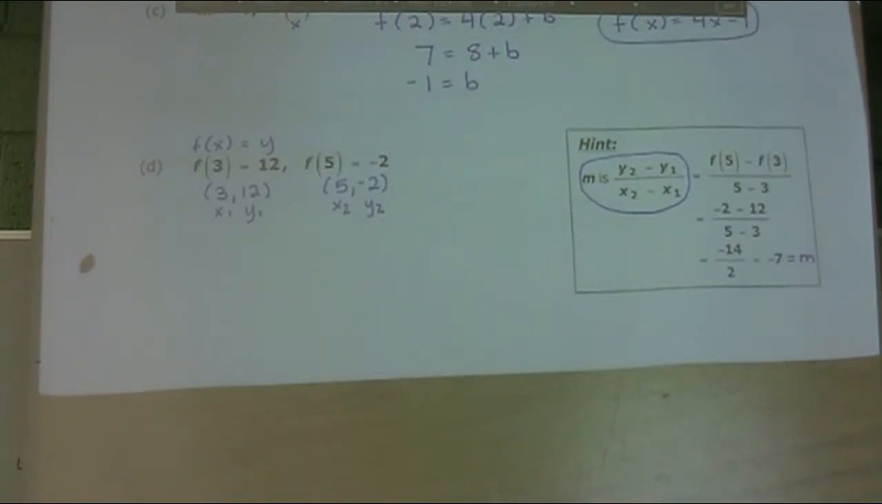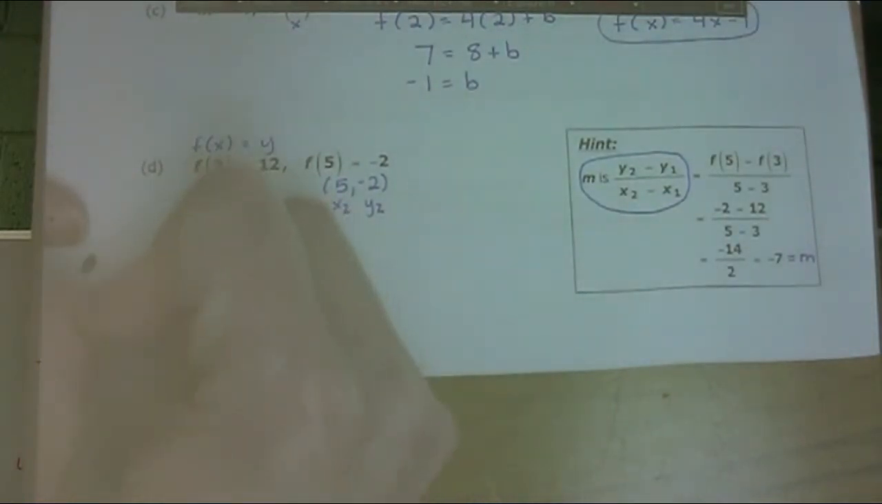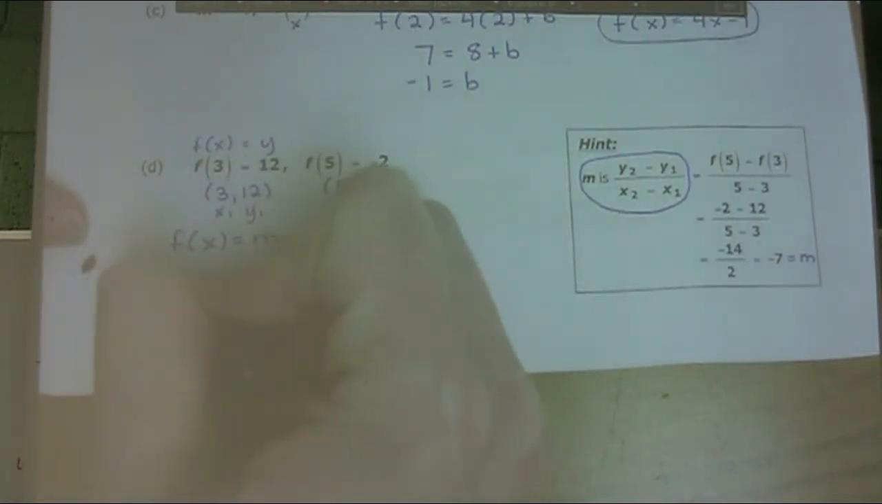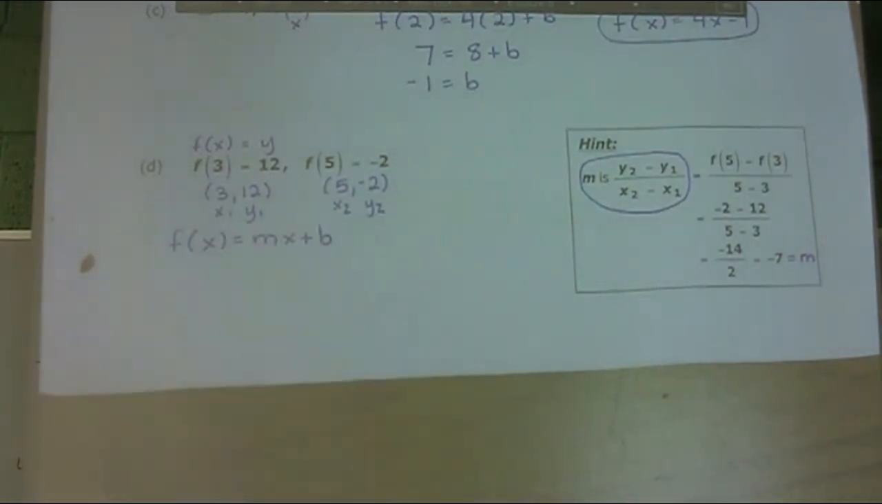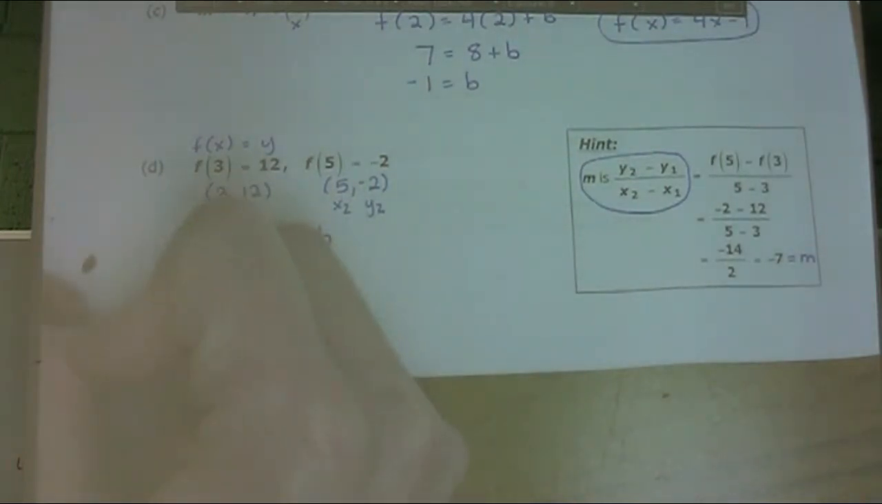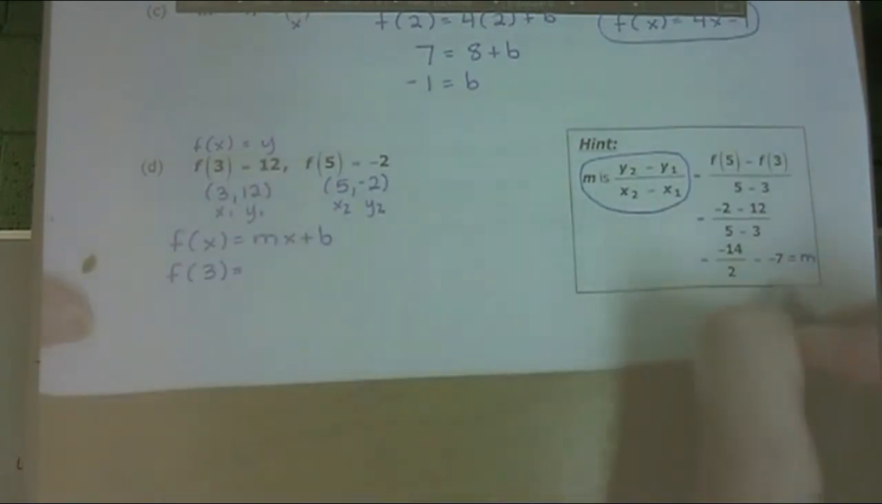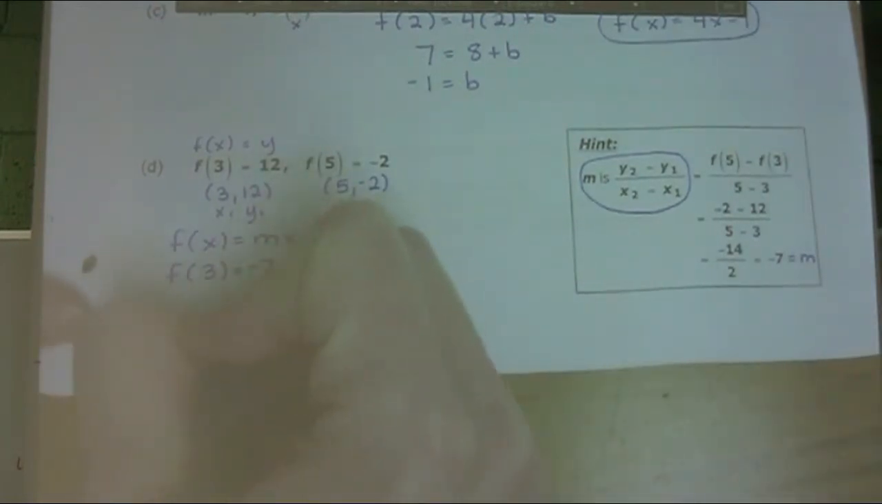So we're going to do it the same way we did it on the last example. We're going to start with this. F of x equals mx plus b. And I can use either of my two function values. I'm going to use the first one just because. So I'm going to use f of 3.